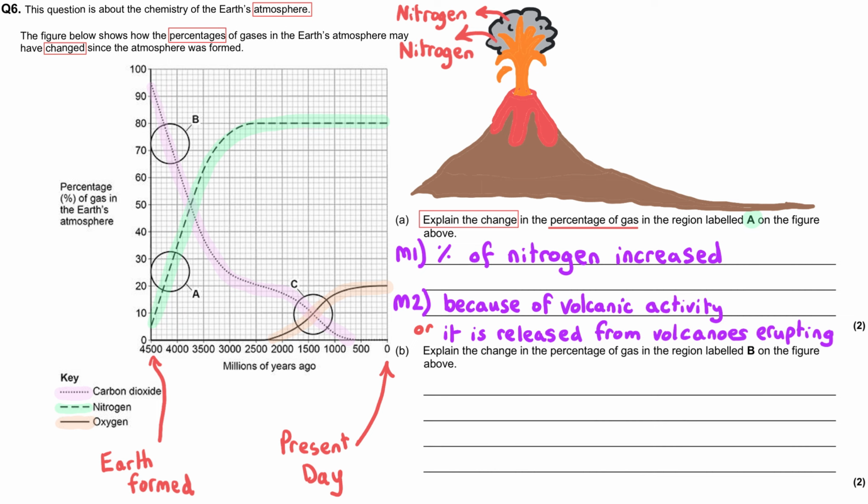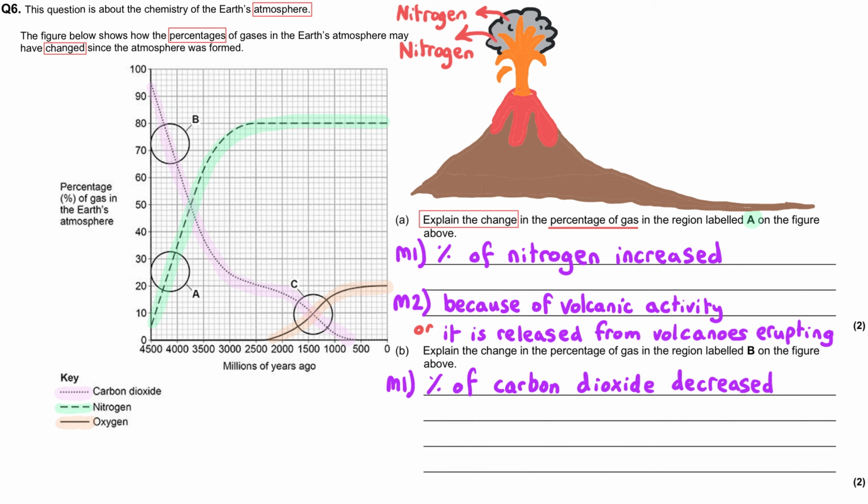And then we've been asked to explain the change in the percentage of gas in the region labelled B on the graph. And so B is the dotted line, which means it's to do with carbon dioxide. This time it's starting high and it is going down. And so we will get 1 mark for saying that the carbon dioxide is decreasing. So like in the previous question, we need to personalise it to the gas that this is representing, but that's just a case of using the key correctly, and we need to say what the trend is. So the carbon dioxide is decreasing.